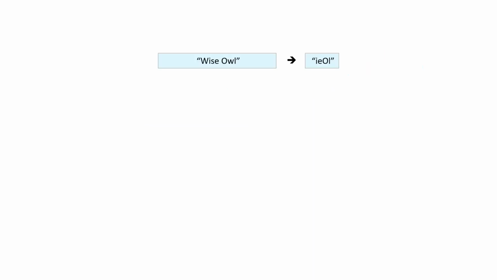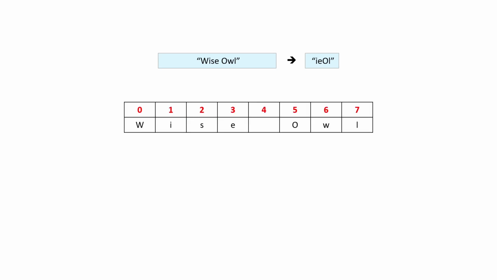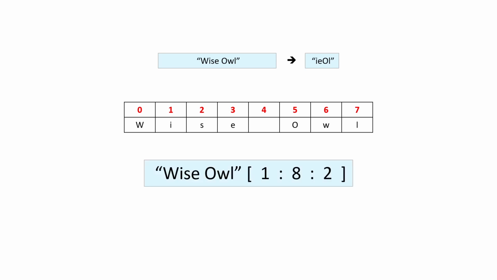As an example, supposing we now want to pick out every second character from the string of text wise owl to give IEOL. You could do this, remembering that a string of text is just a sequence of letters beginning at number 0, by using this syntax. Take the string of text wise owl, begin at number 1, which is actually the second letter in the sequence, I, stop 1 letter before position number 8, well, there isn't a position number 8, so we'll stop at the end, and pick out every second character.